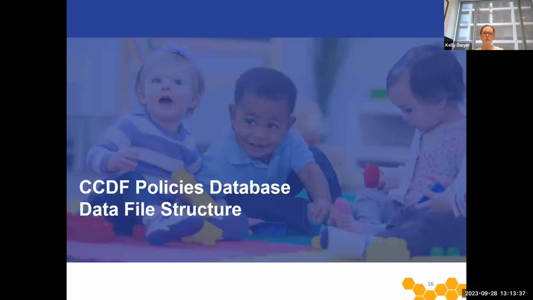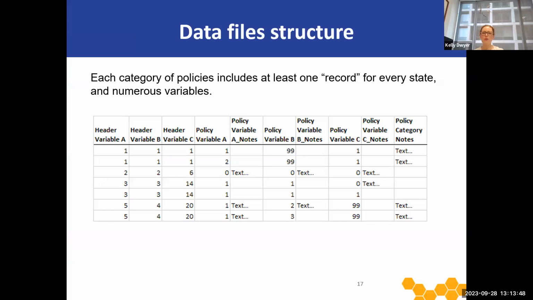Now that we've discussed the user guide, I'm going to go into a bit more detail on the data file structure and how that relates to what you might find in the coding guide. The data files are broken into separate data files or data sets for each policy category that you will find in the user guide, and they all follow the same general format. To demonstrate the structure, we will look at selections from the Excel data tables.